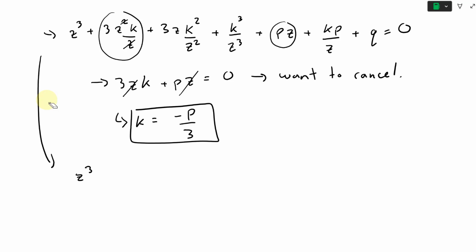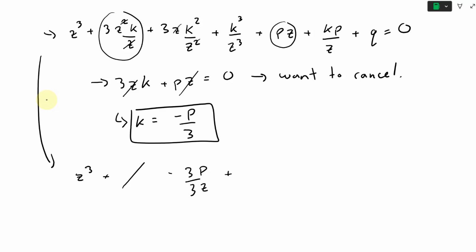So this one, I'll just remove this one. And then this one is already canceled, so I'll just put a blank like that. So this is plus canceled. And then the next one's 3z. Then the z cancels here. And this one, now we're going to get a k. K is going to be negative p over 3, and there's a z there, like that.